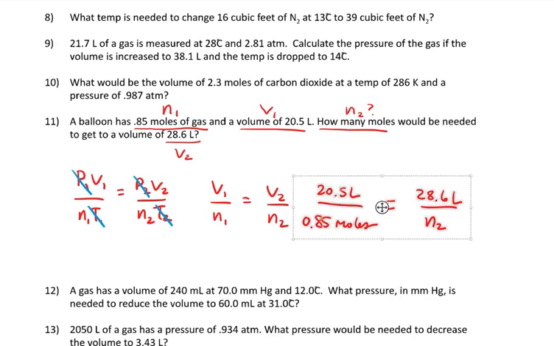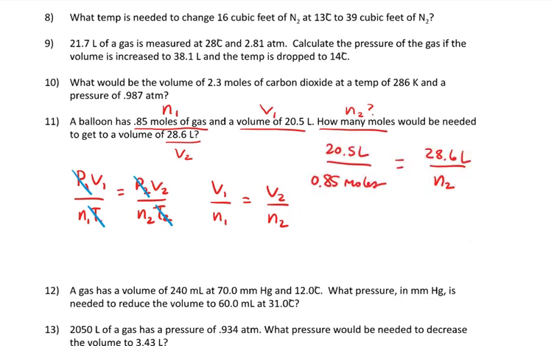I kind of got a little low with it, so I'm going to get it up out of my way just a touch. Okay. If I want to get N2 by itself, I need it out of that denominator, right? So we're going to cross multiply and move terms. So this is going to be 20.5 liters times N2, just by cross multiplying, equals, and I'm not going to go to my calculator yet, 0.85 moles times 28.6 liters.